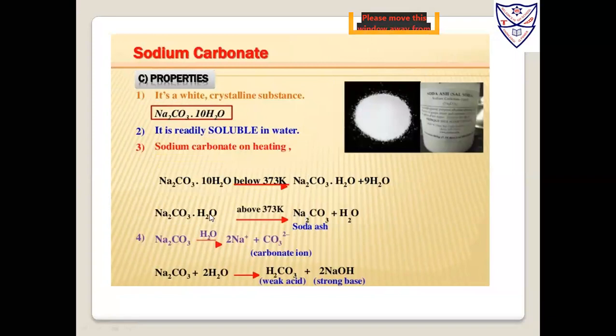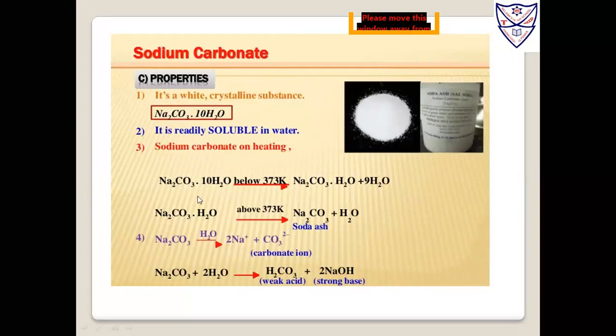Now its property is what? It is a white crystalline substance. Crystal means what? Like sand, a crystalline substance. There are two types of substance, amorphous and crystalline. Amorphous means like powder, talcum powder, it's soft, and crystalline means like sand, some kurkura. So Na2CO3·10H2O is readily soluble in water.